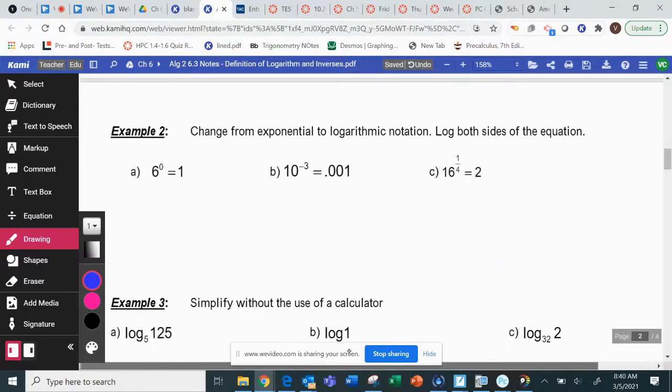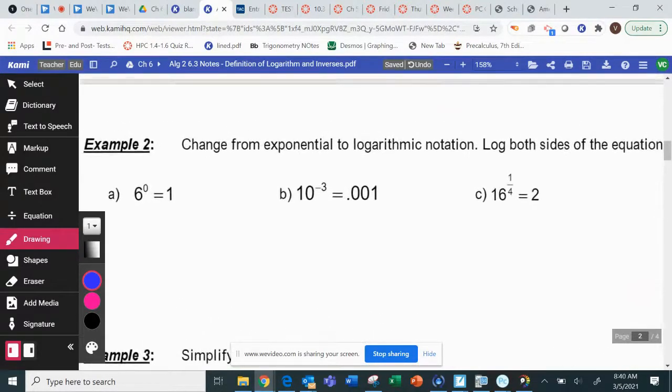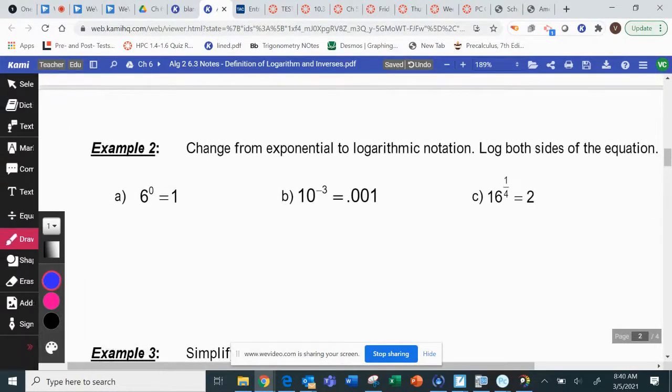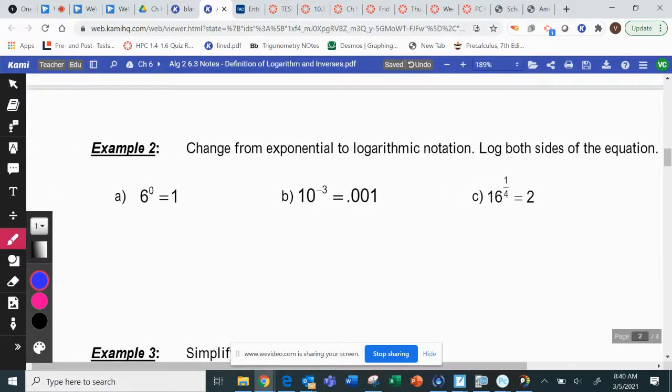Now we're going to do it backwards. This time we've got exponential form, and we're going to write it into logarithmic notation. Same thing we just did, only the other direction. So we're not simplifying, we're not solving.